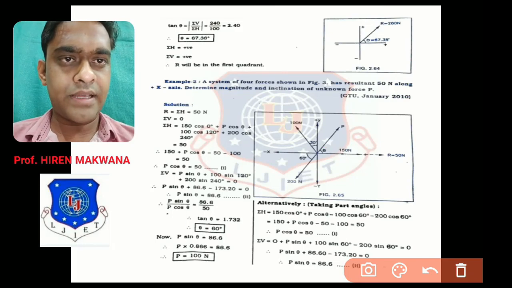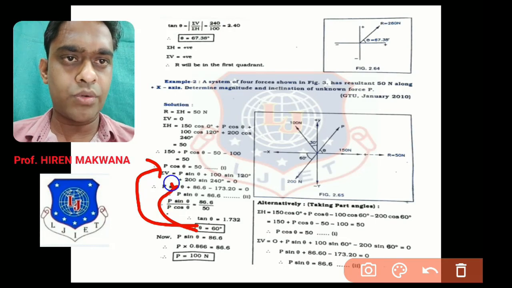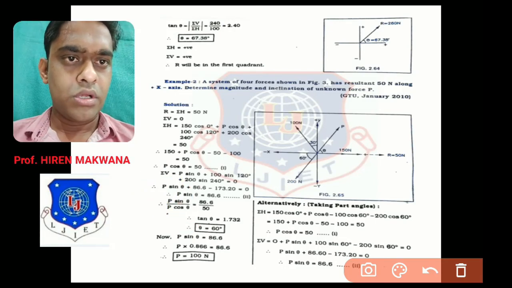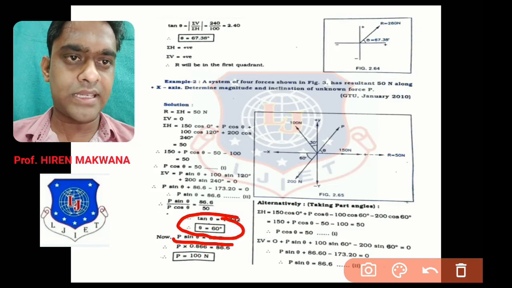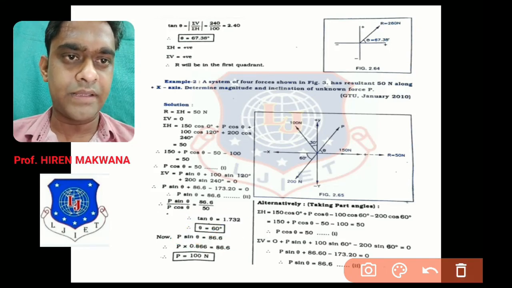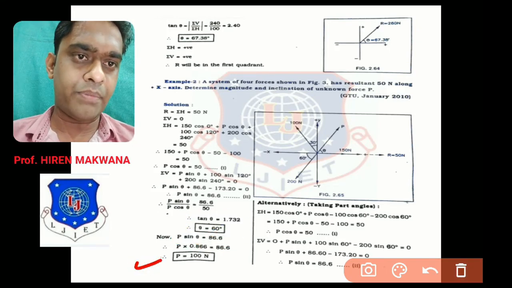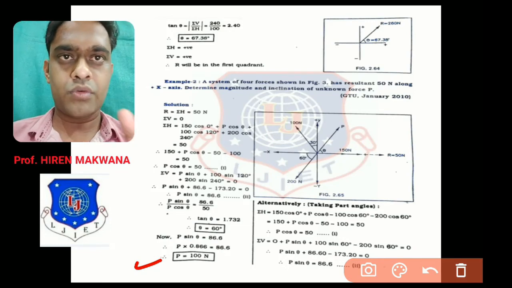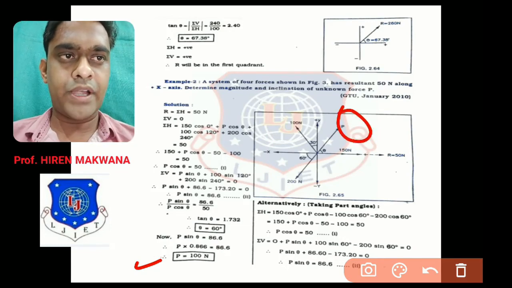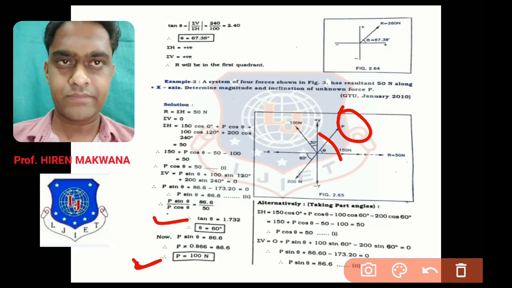Now replace this theta in any of the equations, equation 1 or equation 2. So you will get P sin theta equal to 86.6. But sin theta is sin 60. Sin 60 you can find in the calculator. So finally you will get P is equal to 100 Newton. So what is the target? We have to find P and we have to find theta. So here it is theta and here it is force P.